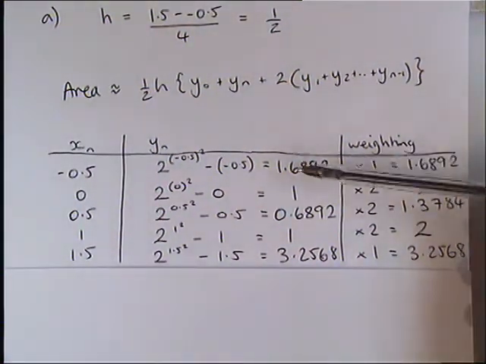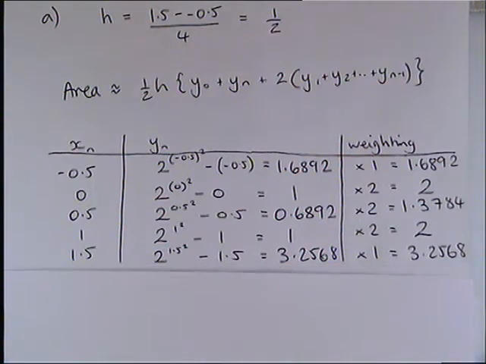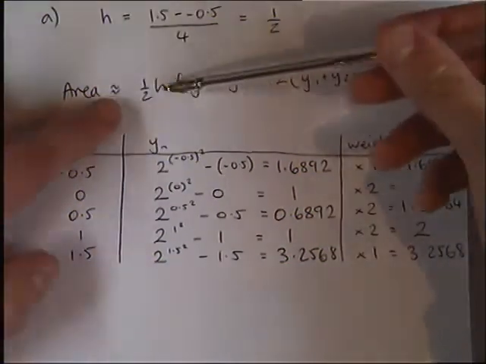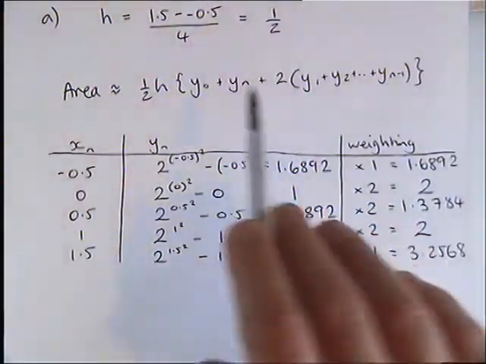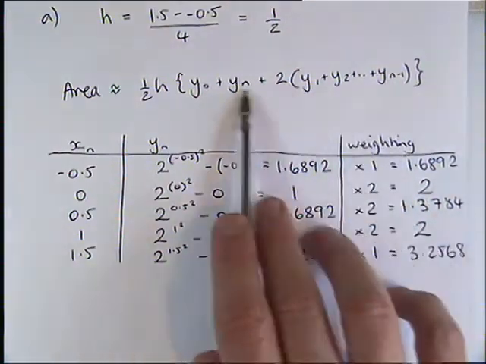Once you've worked out all of your y coordinates and sorted out the weighting of them, notice that it's the first and the last which are multiplied by 1, and everything in the middle is multiplied by 2. You can then proceed to put this all together. So remember, the trapezium rule says that we're going to do half h, and then multiply it by all of these things.